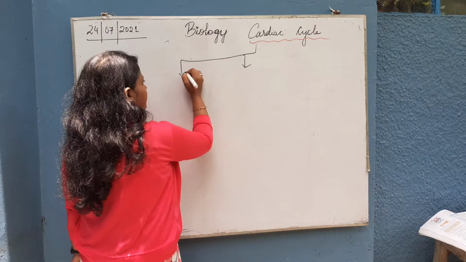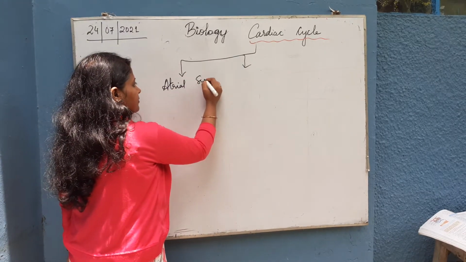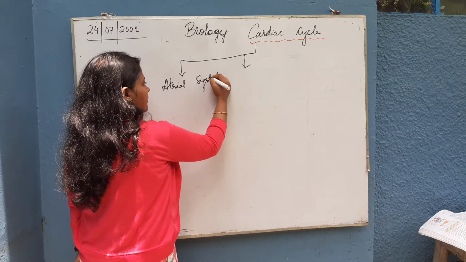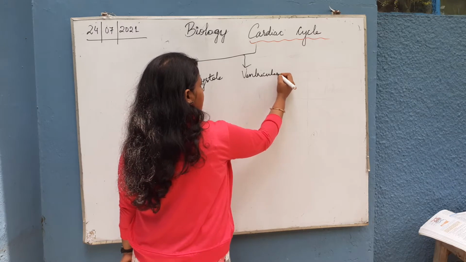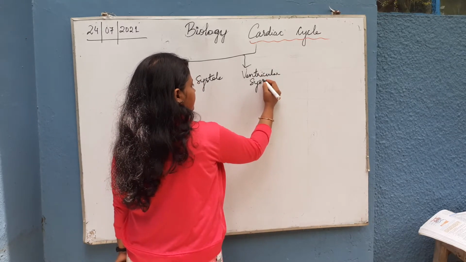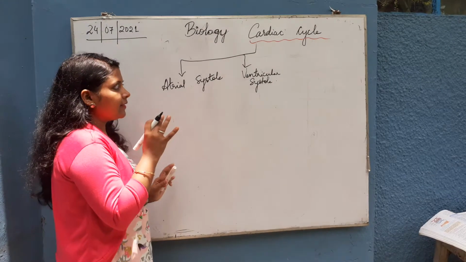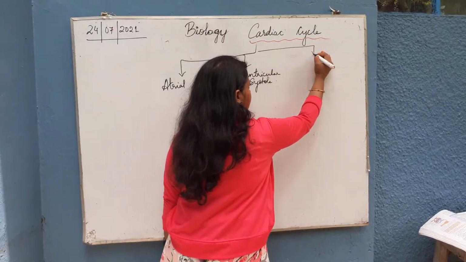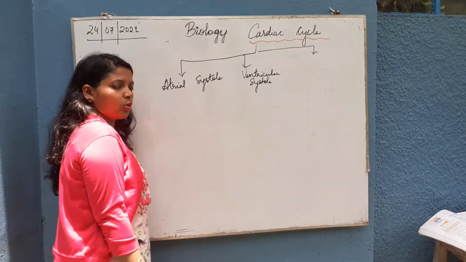Okay, that is atrial system and ventricular system. Okay, then the third one I'll come back to you later. So first, atrial system and ventricular system, you understand about it.